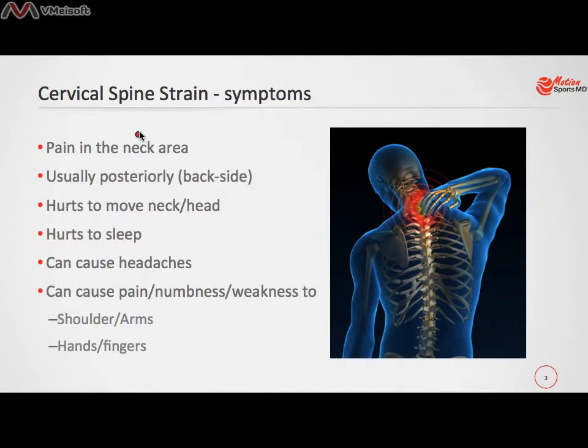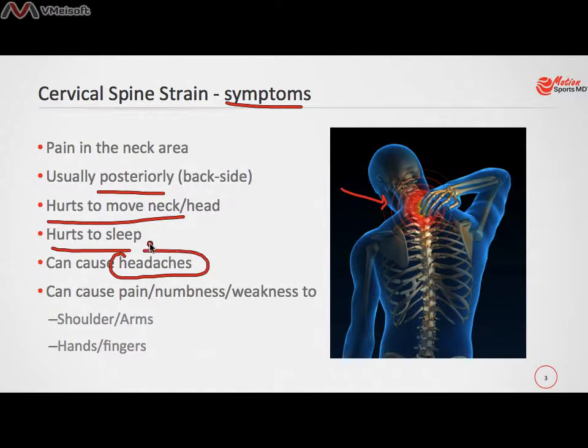Now let's talk about the symptoms of cervical spine strain. Usually you'll see pain right in the neck area, posteriorly, usually in the backside. The pain will often occur when the patient moves the neck or their head. They have difficulty sleeping because it hurts so bad, and sometimes it hurts so bad that it can cause headaches, and that might be something that's a little bit more serious or alarming to you.